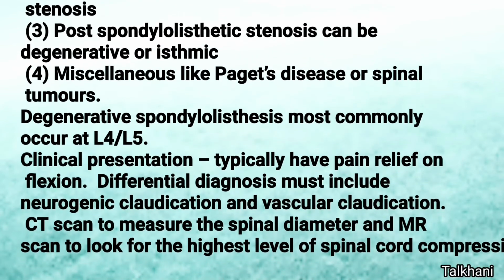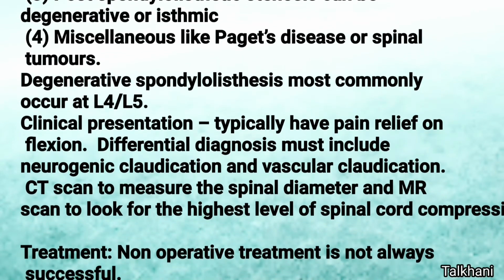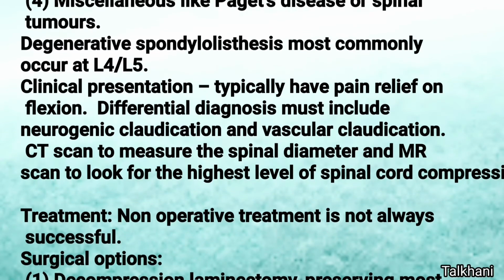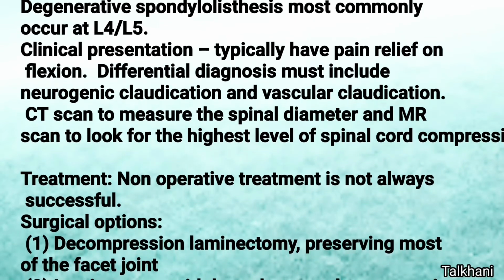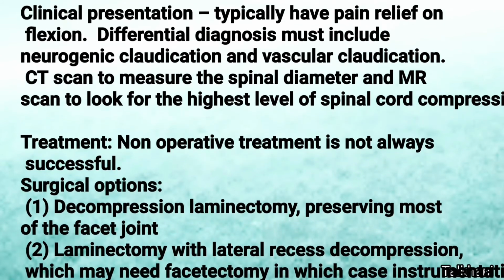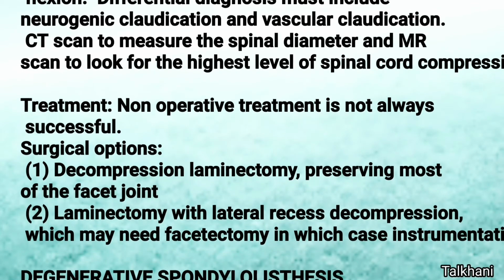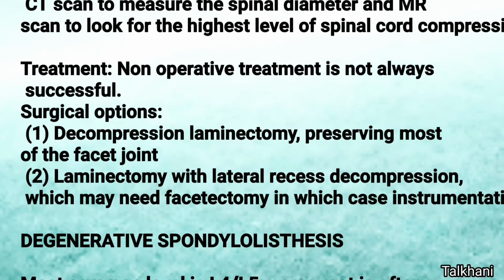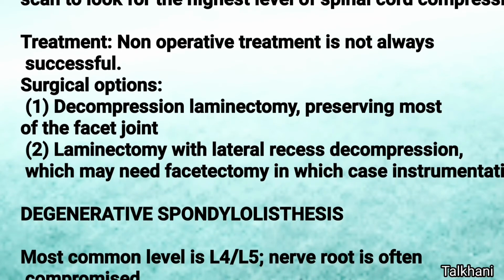Degenerative spondylolisthesis most commonly occurs at L4, L5. Clinical presentation typically has pain and pain relief on flexion. Differential diagnosis must include neurologic claudication and vascular claudication. CT scan is done to measure the spinal diameter and MRI scan is done to look for the highest level of spinal cord compression. Treatment: non-operative treatment is not always successful.